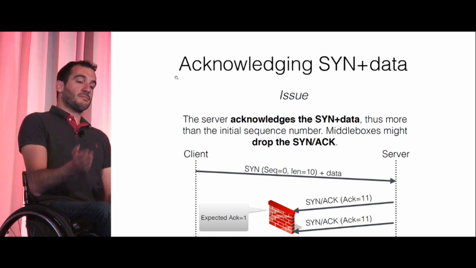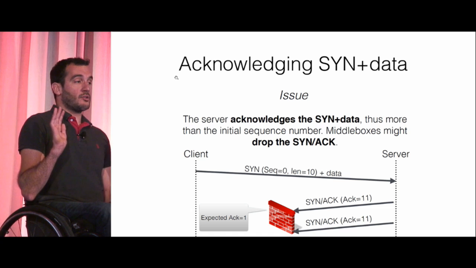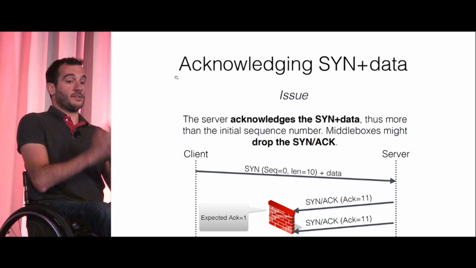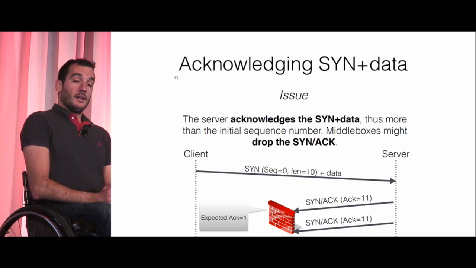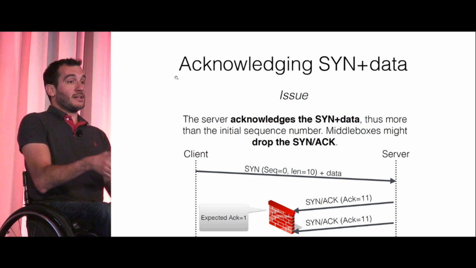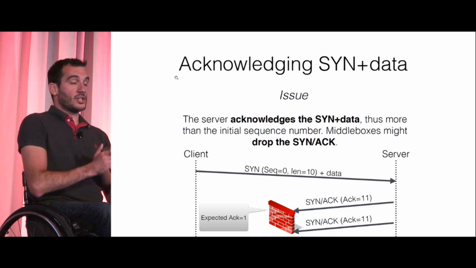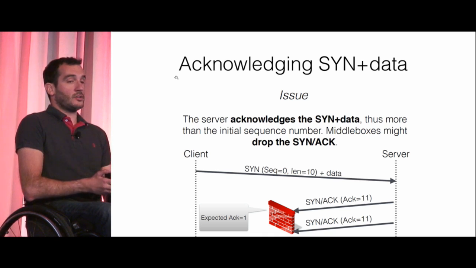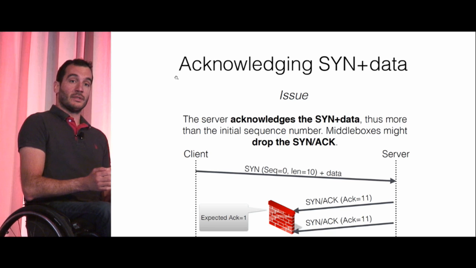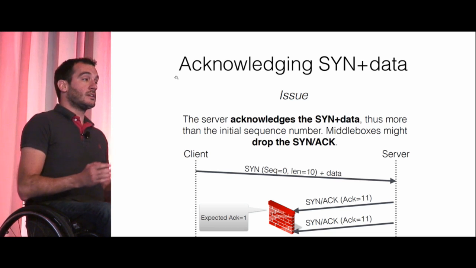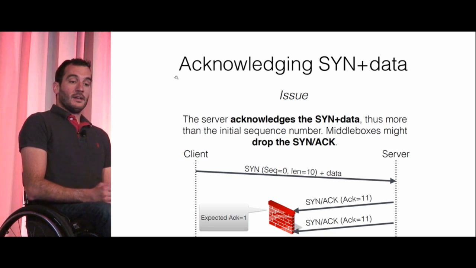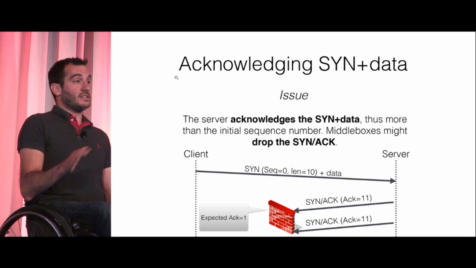Now, many middleboxes might say, oh, I expected acknowledgement number 1, and so they will drop those SYN segments. And the thing is, the server will keep on retransmitting the SYN segments. It will think, no, I have received up to 11 bytes, so I will acknowledge 11 bytes. And the middlebox will keep on saying, no, you should not acknowledge 11 bytes. And the middlebox will still keep on expecting only 1 byte. And so what happens here is the connection will never be established.